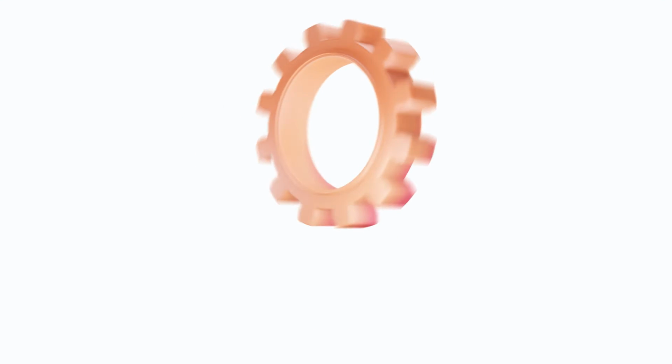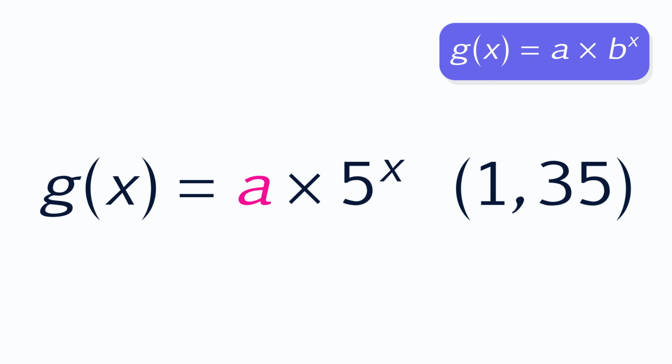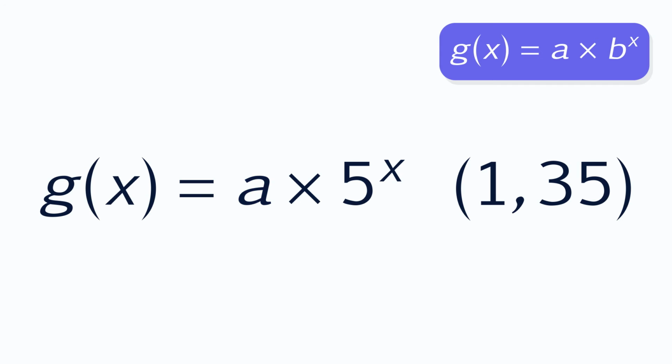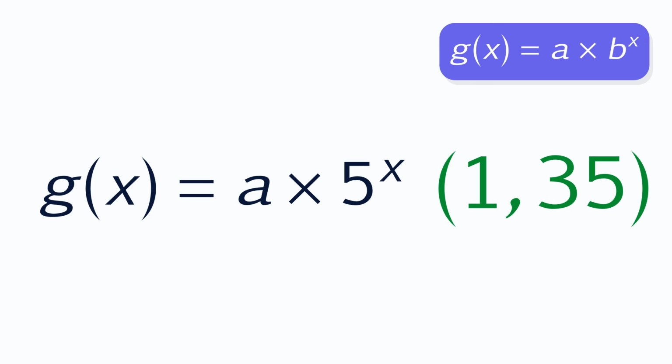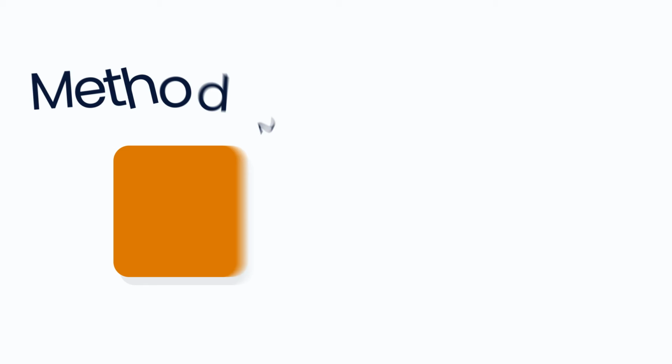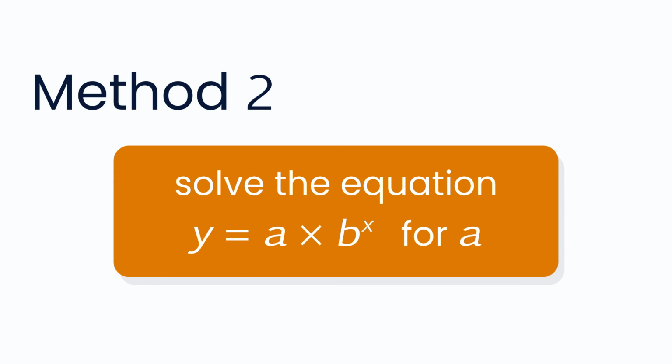Let's look at another example. You are asked to find the coefficient a of the function g of x. You know that the base b is 5, and that the point 1, 35 is on the graph of the function. Since the point you have is not the y-intercept, you need to use method 2, which is solving the equation y equals a times b to the power of x for a, after filling in the information you have.